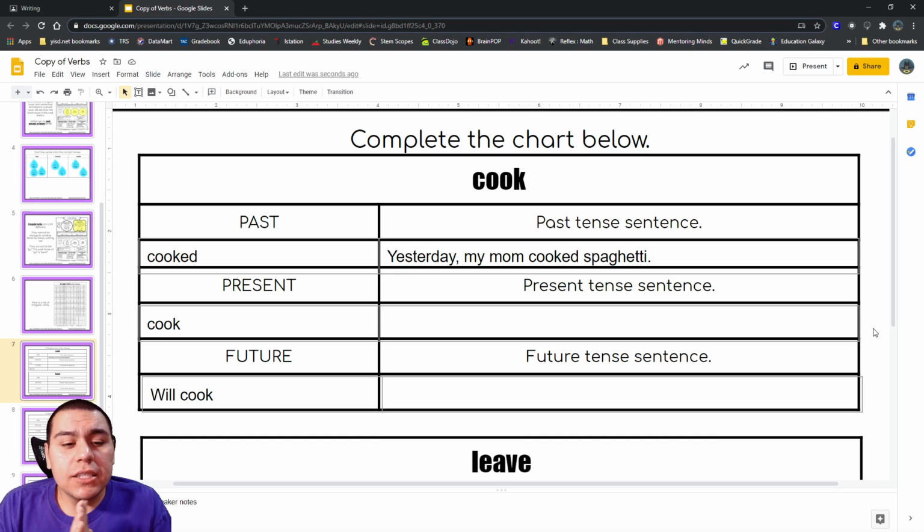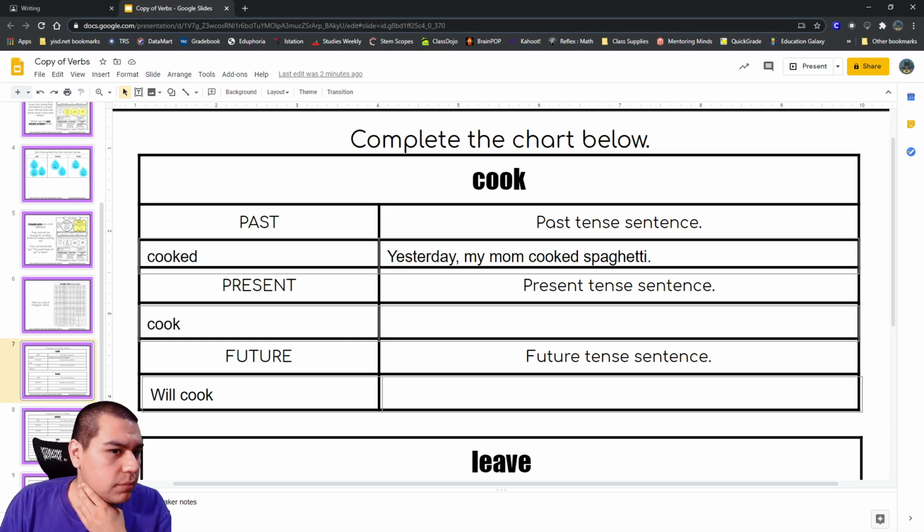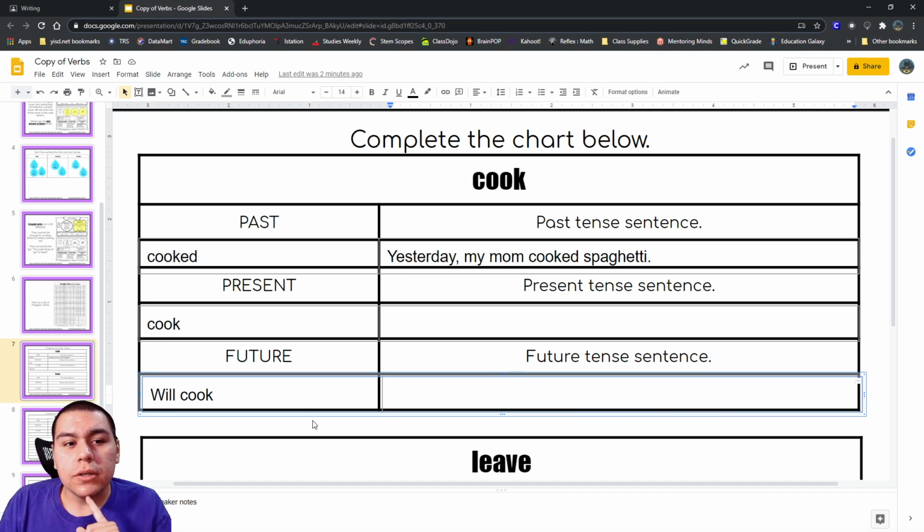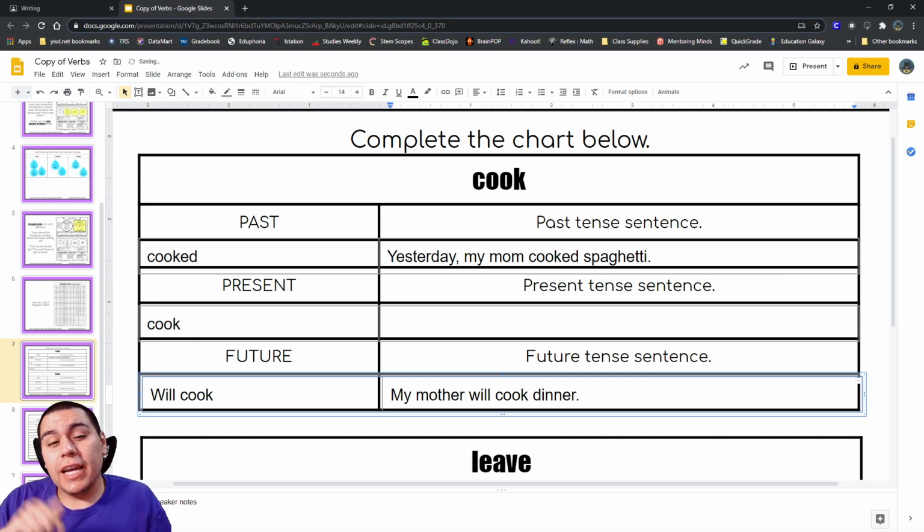Who can give me a sentence with cook, present tense? What is a sentence I could use with cook? Bailey, you have one? My mother will cook dinner. That'd be a good one for our future tense because we have will cook. I like it. You said mother will cook dinner. So that's saying she's not doing it right now, but later on, she will.